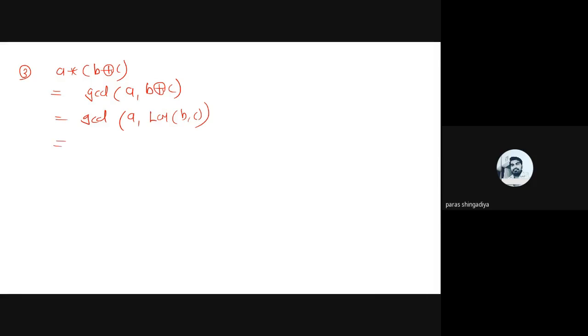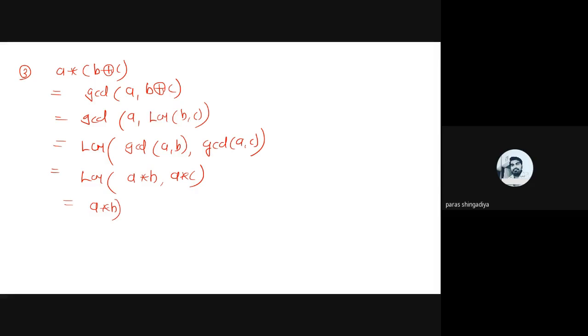Okay, and that can be expanded by taking LCM outside. You have to take the LCM outside and use GCD inside for the pairs A comma B and A comma C. Clear? And that is equal to LCM of GCD of AB, which means A star B, and GCD of AC, which means A star C. That is combined by using LCM, so it can be written as (A star B) ring sum (A star C). Clear? That is the proof of the first one.